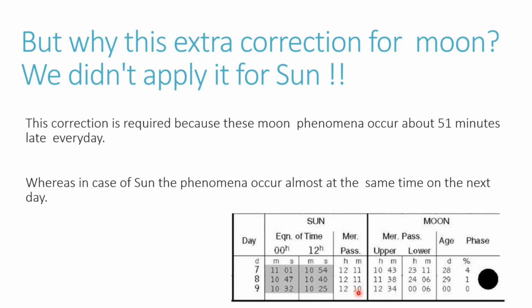Whereas if you go to the moon, the Marpas time of the moon on the 7th is 10:43. On the 8th, it is 11:38, and on the 9th, it is 12:34. So the moon phenomena occur about 51 minutes late every day. This 51 minutes is not constant. It keeps on changing, depending upon the position of the moon in its orbit. So clear up to here, beta? Any doubt up to here?